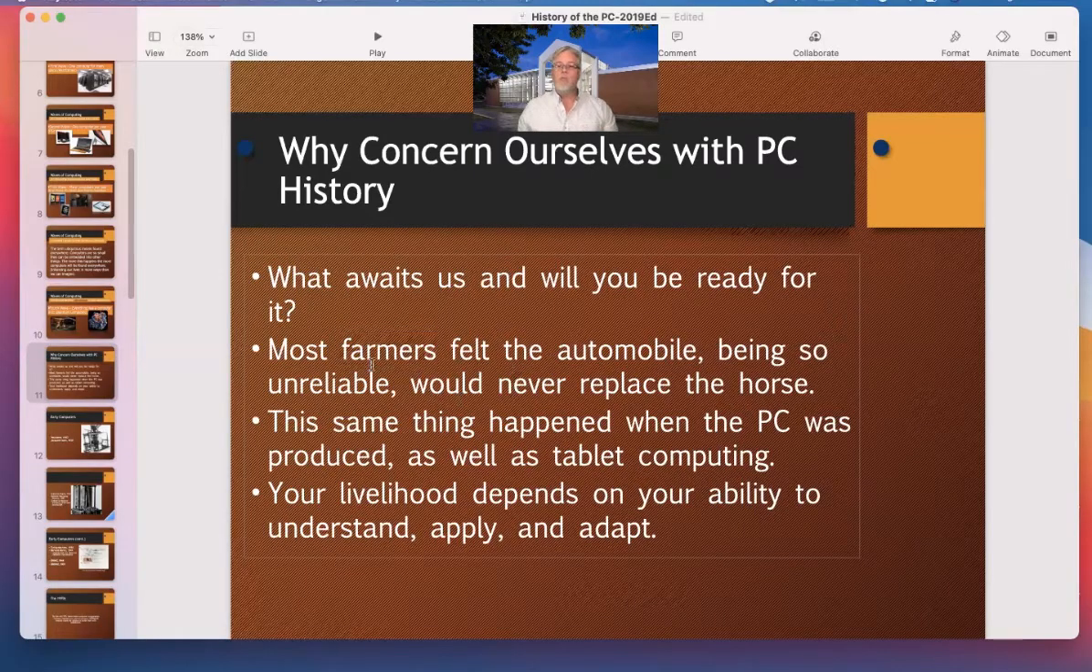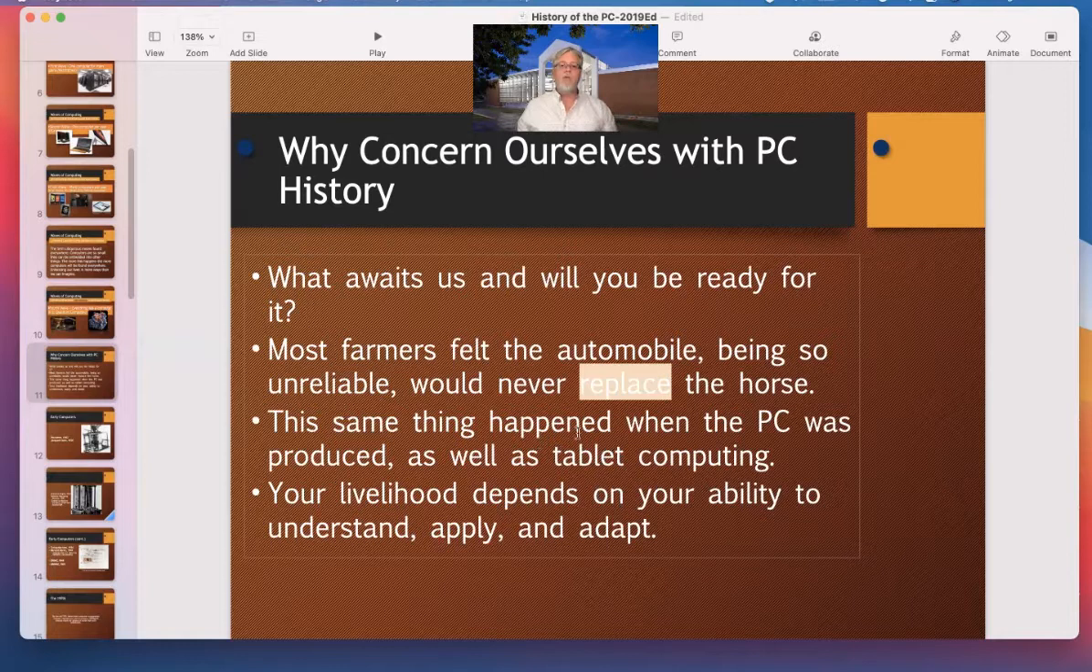So farmers, this is the honest truth. They looked at the automobile, and when automobiles started out, they were so unreliable that farmers would never consider using them. It's just like, why would I ever use an automobile? I've got to fix it every 10 minutes. They would never replace the horse. To them, it was, haha, that's never going to replace the horse. Well, we know historically that's exactly what happened. They replaced the horse.